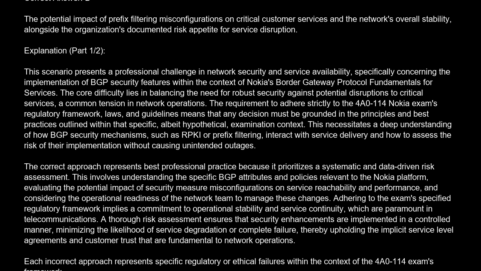Adhering to the exam's specified regulatory framework implies a commitment to operational stability and service continuity, which are paramount in telecommunications. A thorough risk assessment ensures that security enhancements are implemented in a controlled manner, minimizing the likelihood of service degradation or complete failure, thereby upholding the implicit service level agreements and customer trust that are fundamental to network operations.